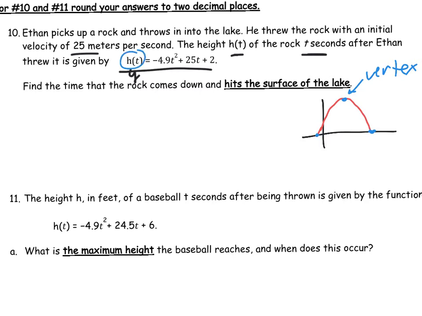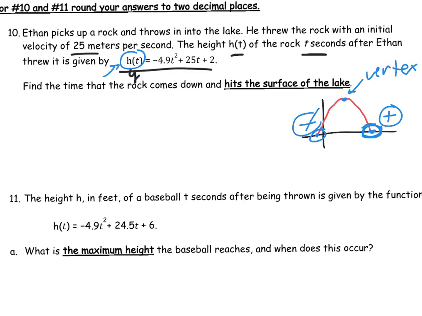And I'm getting these two solutions. Well, we want one of these two solutions. We want when it hits the ground again or hits the surface of the lake, when the height is equal to 0. And that's going to give us two answers, a negative answer and a positive answer. You do not want the negative answer. You want the positive answer. And you're just going to use the quadratic formula. Whenever they're talking about height, it's quadratic formula.